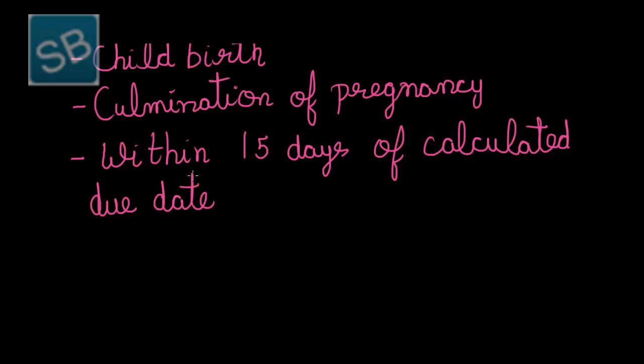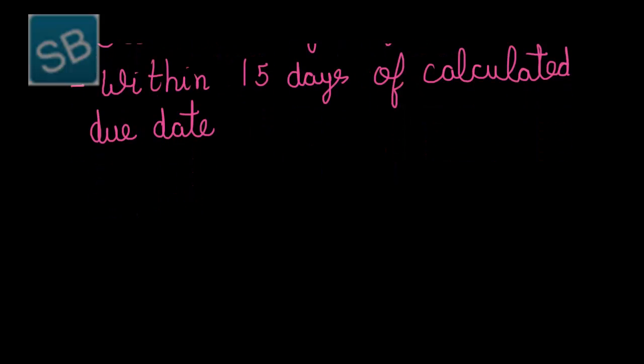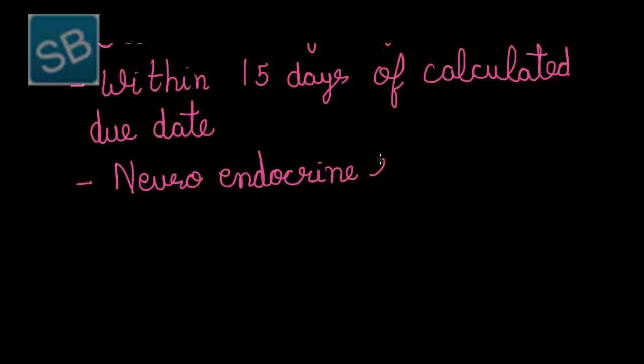Now how does this childbirth occur? Parturition occurs mainly due to a neuroendocrine mechanism. That is, both the nervous system and endocrine system are involved, which involves the nerves and hormones taking part within the method of parturition. In order to study it, it is necessary to understand a few terms like labor.